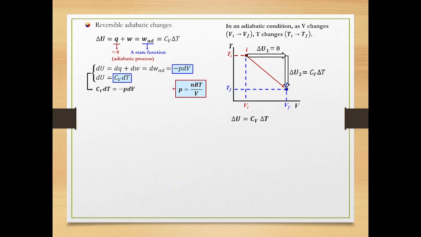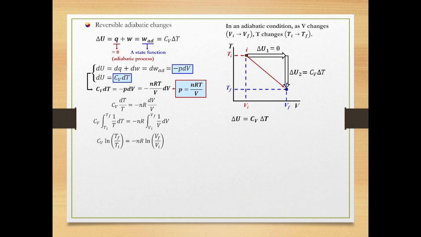Modify the perfect gas equation with respect to pressure and plug it into the equation like this. Now, we have Cv dT over T equals negative nR dV over V. In order to find the change from the initial and the final states, you should integrate both sides of the equation like this. Take note that both Cv and nR are constants and can be taken out of the integral. The result of the integration is Cv log Tf over Ti equals negative nR log Vf over Vi.